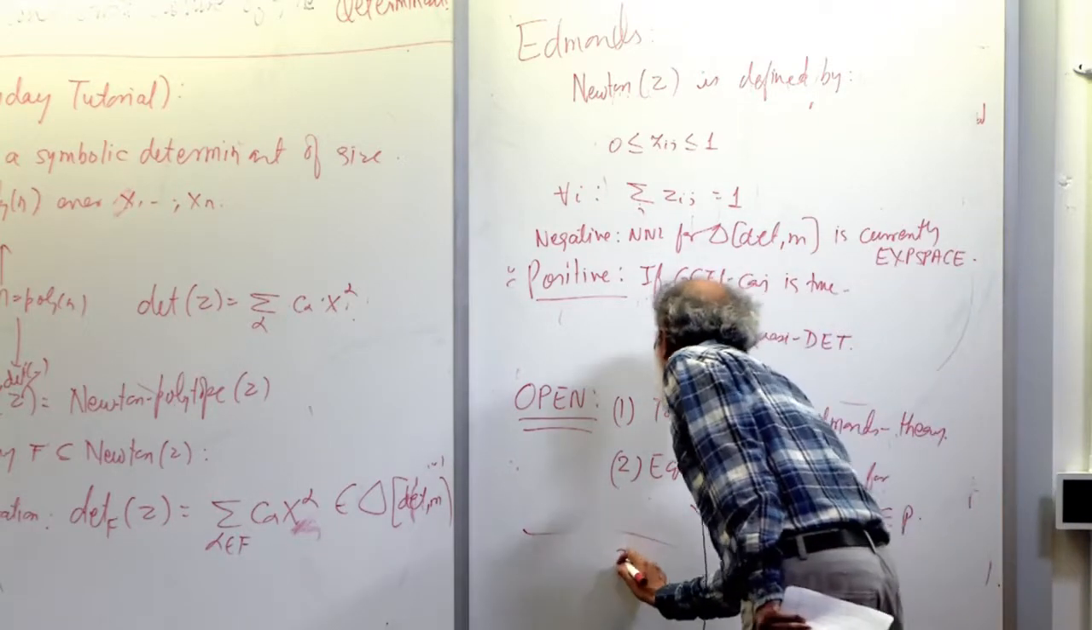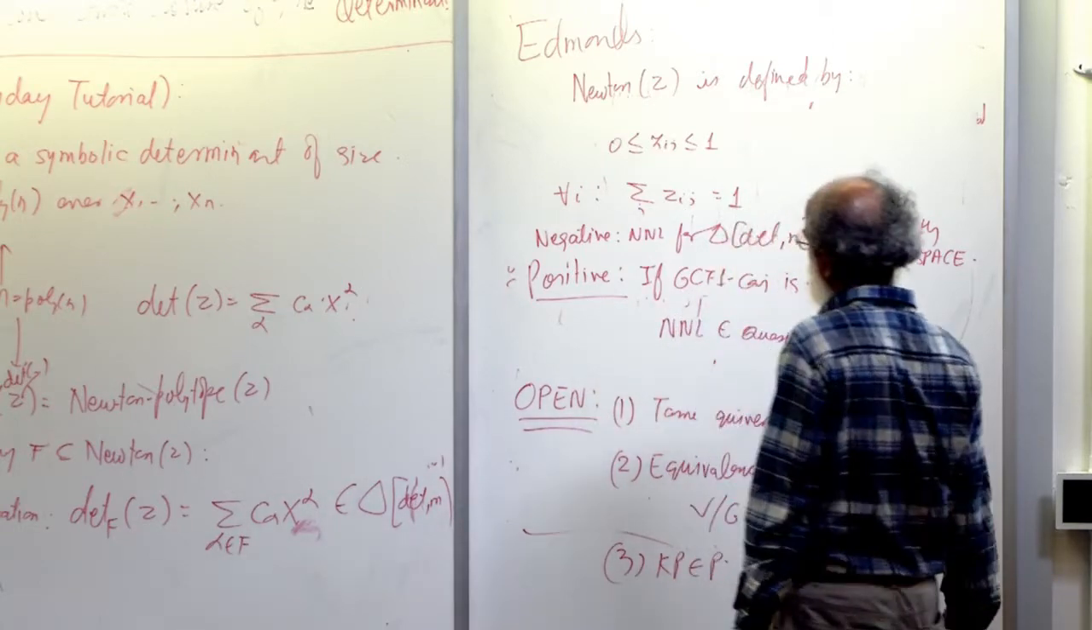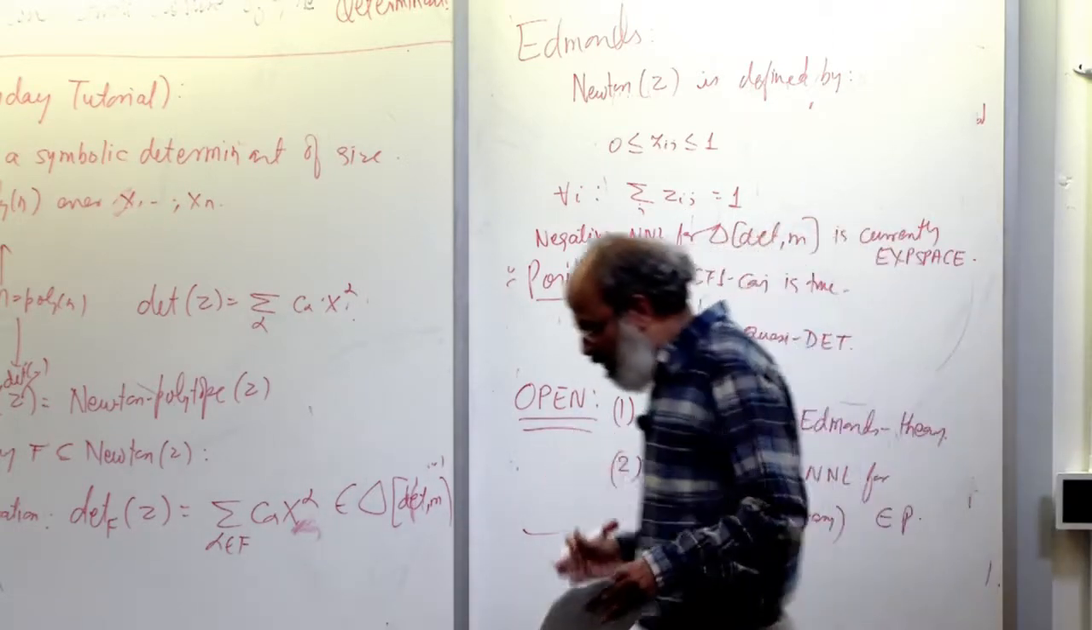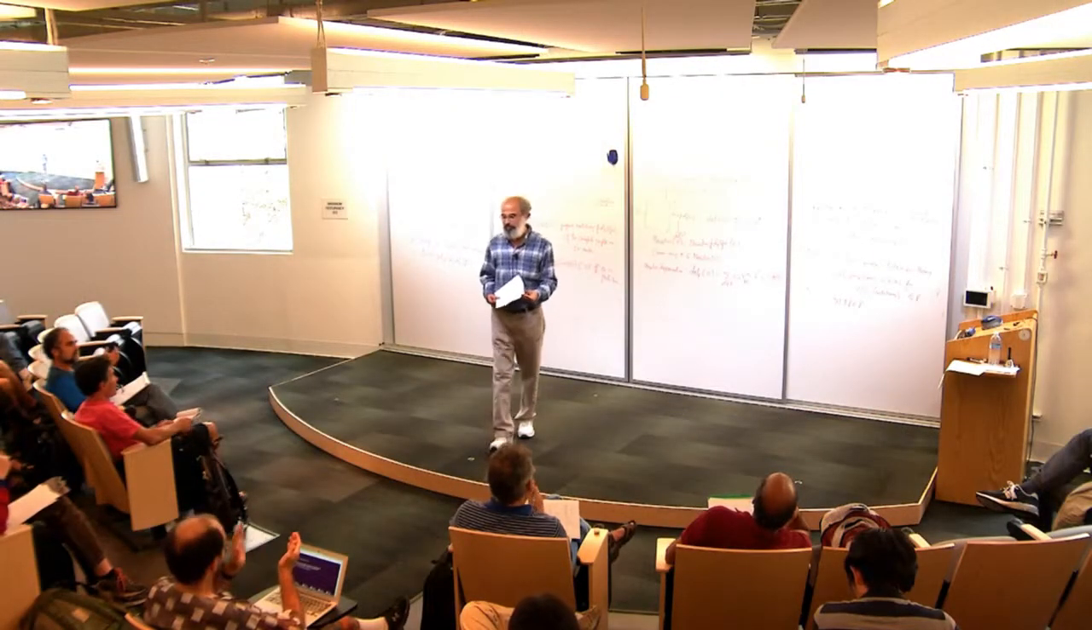And the third problem is that the Kronecker problem belongs to P. I think if we understand these three problems on the way in this program, we have made a lot of progress. We are still very far from understanding the orbit closure of the determinant, but there is already a lot on our plate before we can really hope to understand all that. So with that, let me stop, and now we can have a discussion on what to do next and so forth.